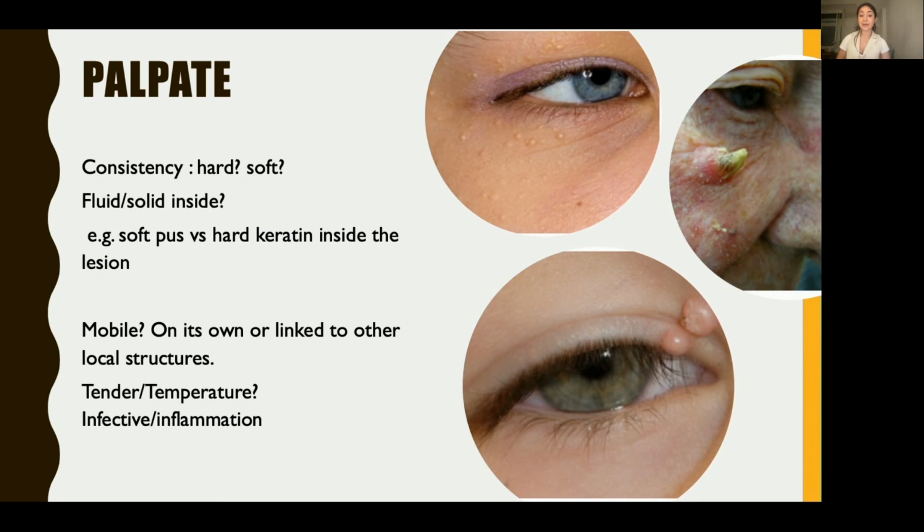And then moving on with palpation, say with a nodule or a vesicle or a pustule, have a look at the consistency. Is it hard? Is it soft? Is there fluid inside? Is it solid? And then look at whether what you're seeing is moving. Is it on its own, or is it linked to any other structures? And then generally have a feel of it. Is it hot? Is it tender for the patient? Which would indicate some sort of infective or inflammatory process going on.